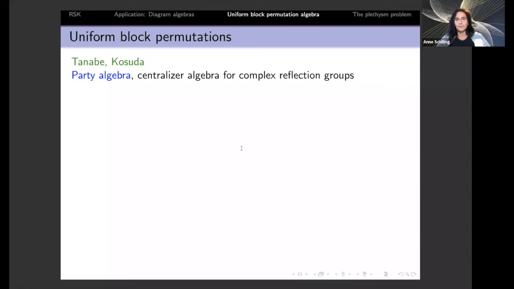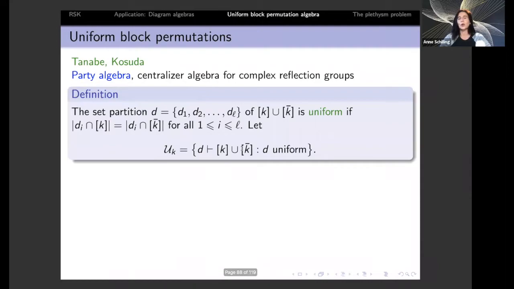But Tanabe and Kosuda called this the party algebra because think about two parties, right? And parties want to have committees where they decide certain things. In each committee, you would like to have the same number of members from each party, right? So on the subcommittee for, let's say, traffic, you would like to have 10 people from party A and 10 people from party B, and not some imbalance. So this is exactly how we are now going to define our uniform block permutations.